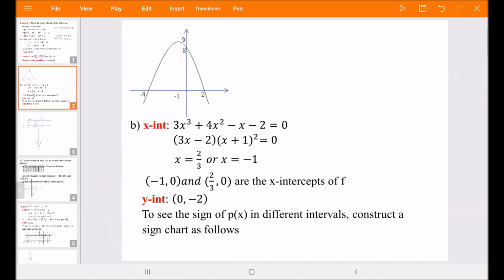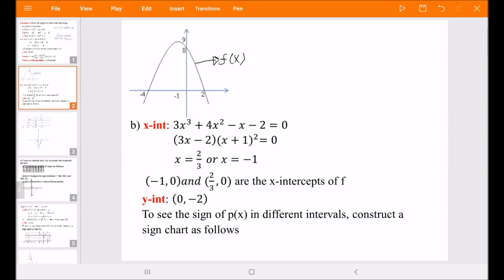It crosses the x-axis at minus 4 and 2. It crosses the y-axis at 8, and its vertex is at minus 1, 9. Exactly, the graph of f of x is this one. This is the graph of f of x, a downward parabola which crosses the x-axis at minus 4 and 2. It crosses the y-axis at 8, and its vertex is minus 1, 9.